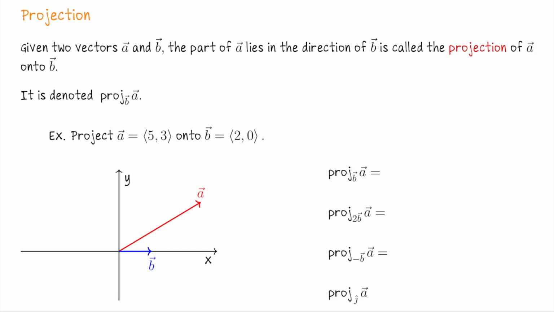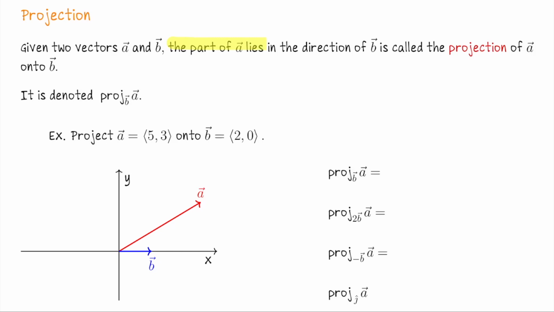Now let's get to the topic of interest, which is projecting one vector onto another. So given two vectors A and B, the part of A which lies parallel to B, so which lies in the direction of B, is what we call the projection of A onto B. We denote it like this, so I always think of it as the projection of A onto B. So A is kind of on B.